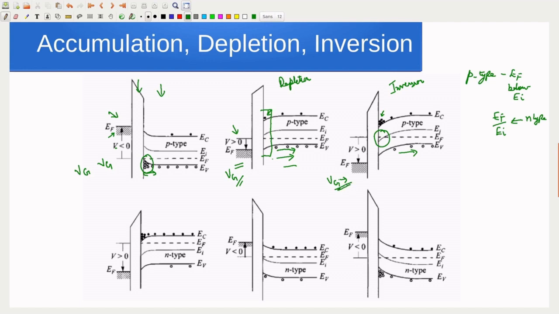Here also, if we see, the Fermi level is at a different level, it's not aligned. The Fermi level at the metal and the semiconductor is not aligned. The difference is the applied gate voltage. The important thing that you have to keep in mind is that on application of higher positive voltage at the gate, the semiconductor is getting inverted. So we are having accumulation, depletion and inversion.